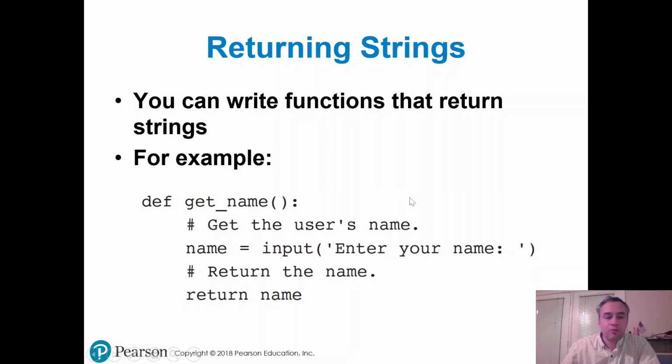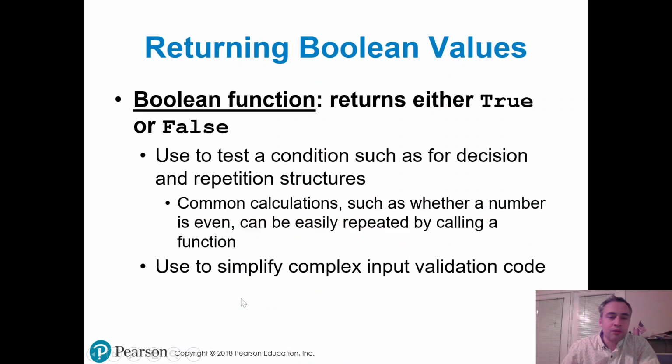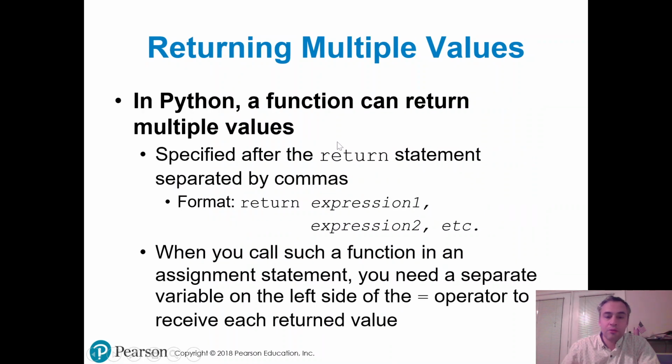You can return strings just as well, of course. This function just gets the name of somebody, and name equals input. Input is a standard function in Python, as you know, and the prompt gets some input from the user, it's saved in the name, and then you return the name variable. I recently had an example where the function returned a boolean, that is true or false. That is also possible and doable and very useful.